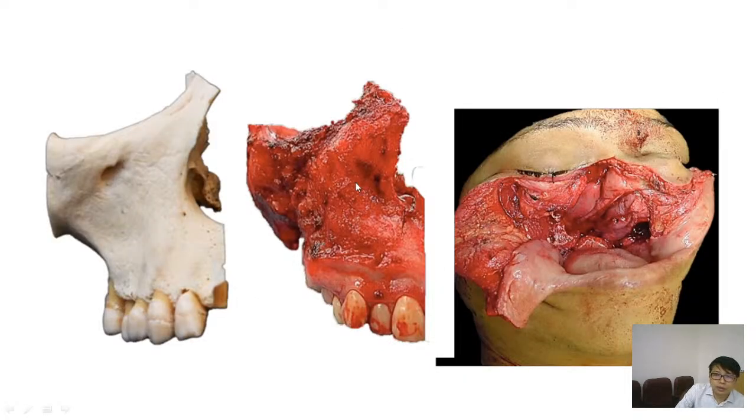So this is the maxilla. After we give a cut in the frontal process of maxilla, zygomatic process of the maxilla and the midline, and after removing it, this is a post op cavity which we can reconstruct using a free flap like a fibula, or most commonly we use a prosthesis to cover this area.